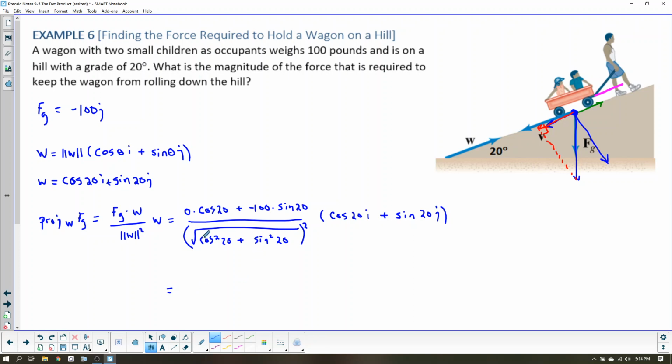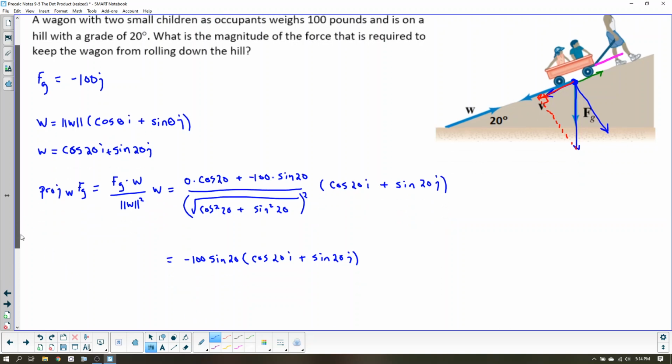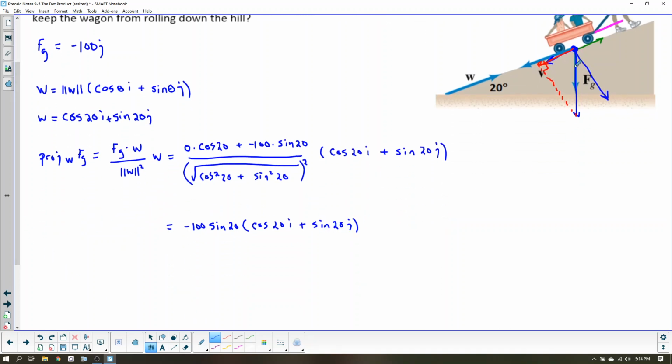So let's simplify this. Denominator's 1, this gets wiped out, so we just get negative 100 sine of 20 times cosine of 20i plus sine of 20j. So this represents the projection of the gravity vector onto the ramp. Now, to find what is the actual force that the wagon is pulling down the ramp in this direction, we just need the magnitude of this, the magnitude of that projection vector.